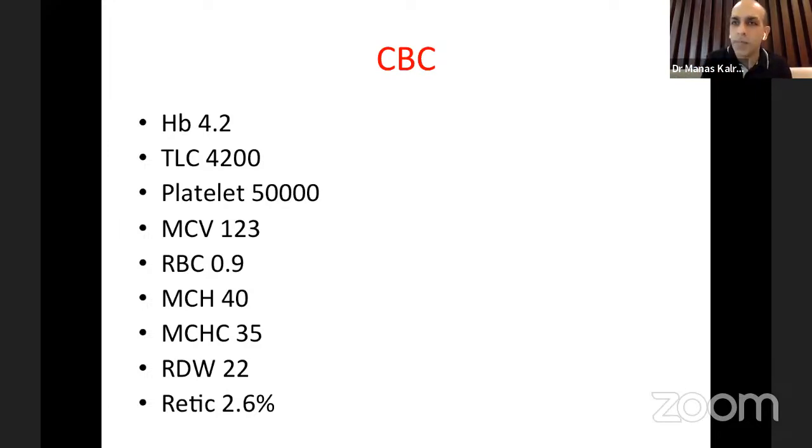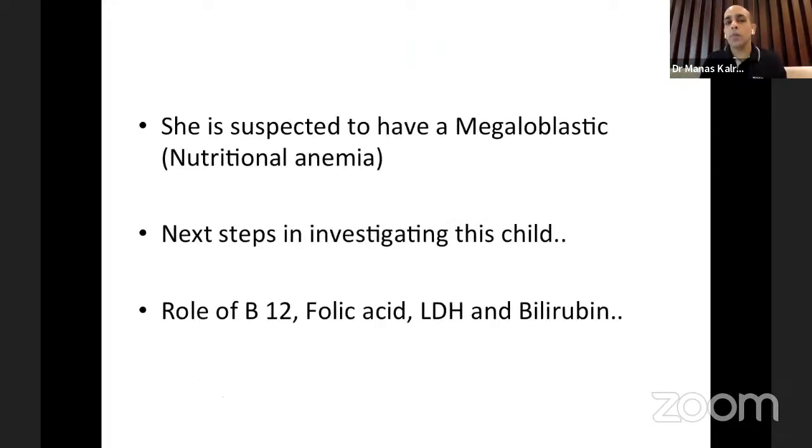You have high RDW. Now, this again points, I told you, high MCV with high RDW means nutritional anemia should come first to your mind. And the RBC count is very low. So this child was suspected to have megaloblastic anemia. What would be the next steps? You can do a B12 and folic acid level if you have the facilities. Otherwise, a trial can be given.